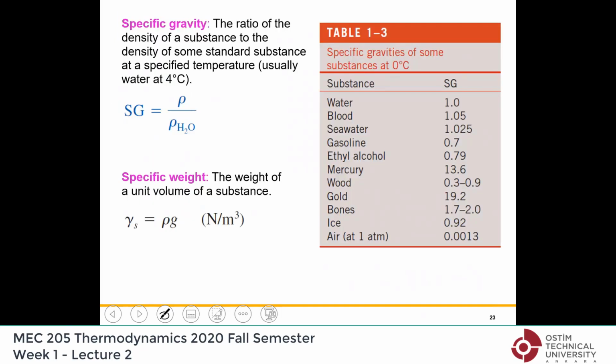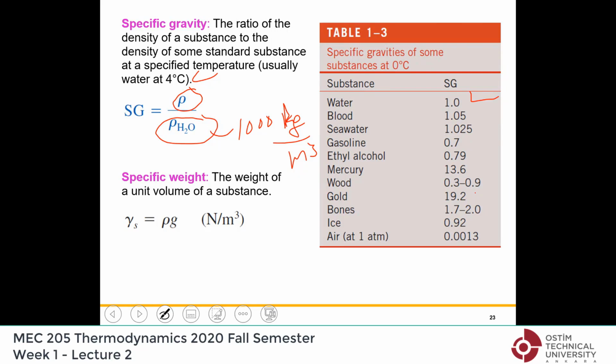Another property we have is specific gravity. I think a better name is relative density, really. Often we express the density of a substance relative to the density of a well-known substance like water at a certain temperature, like 4 degrees, with a density of 1000 kilogram per cubic meter. It is called specific gravity. So the specific gravity of water is 1.